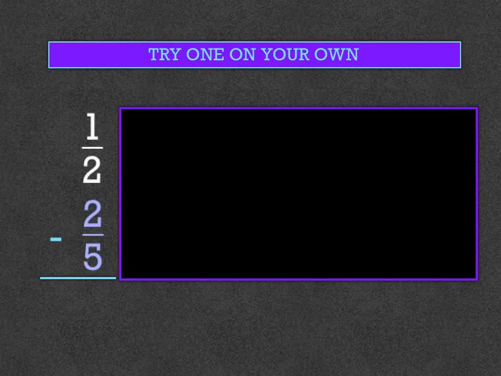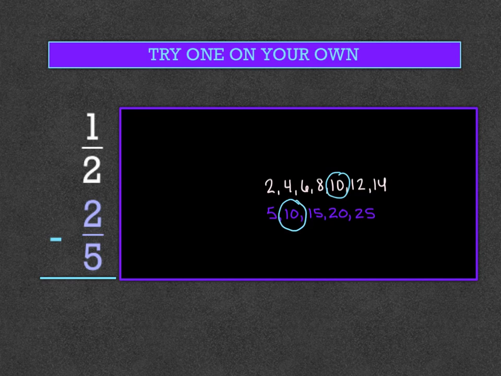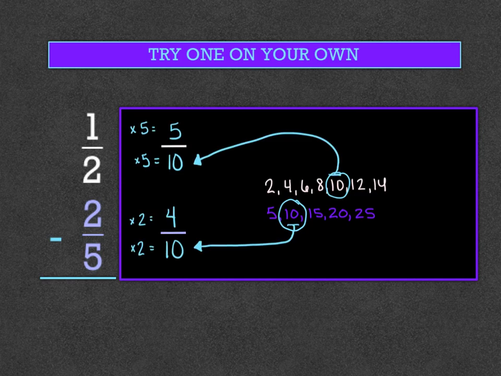Hopefully you had a chance to find the answer. When I was looking for my least common denominator, I listed out several of the multiples, and I found that they had the least common multiple of 10. When I use the 10 to create my two new fractions, I end up subtracting 4/10 from 5/10, and I can easily find my answer of 1/10.